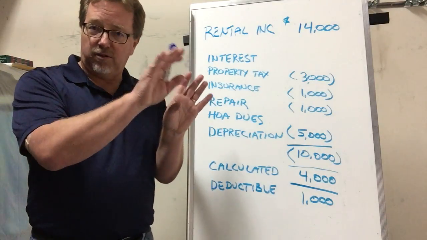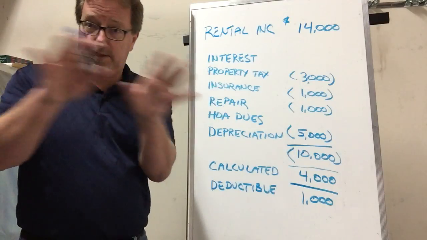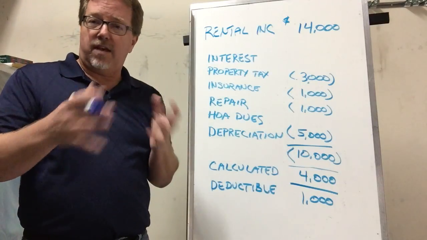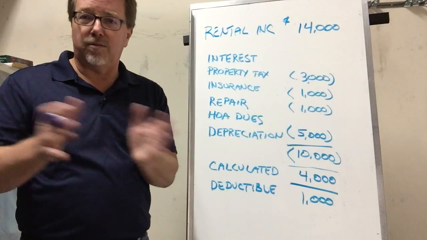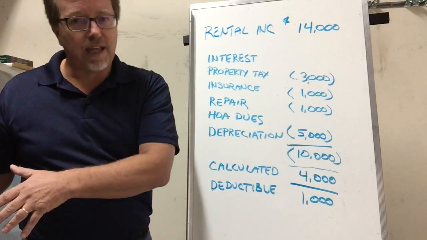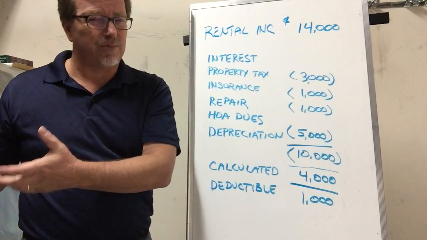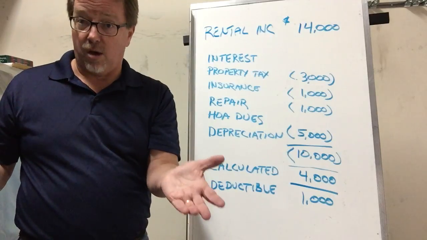So if I do your return, or any other CPA does your return several years in a row, the software remembers what you deducted and what you couldn't deduct, and it rolls that into the next year. So you don't always have to keep track of this, but it's good for you to know.